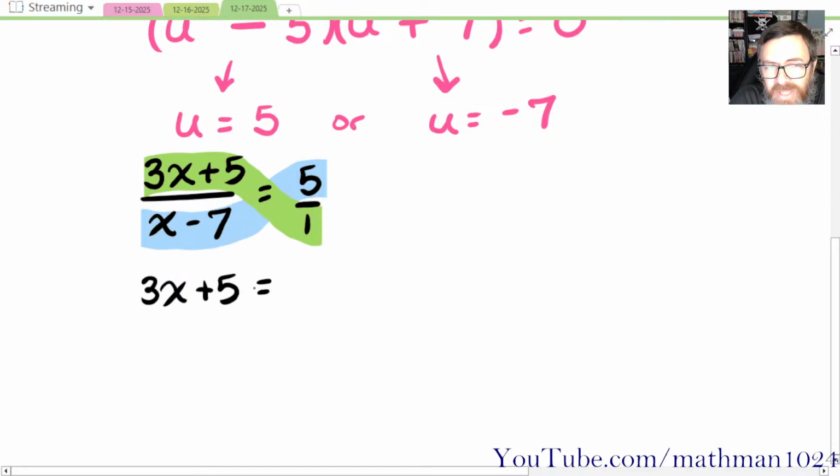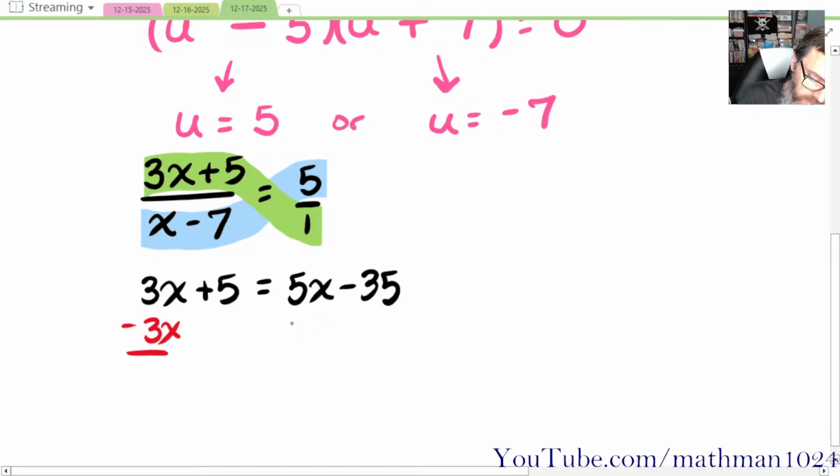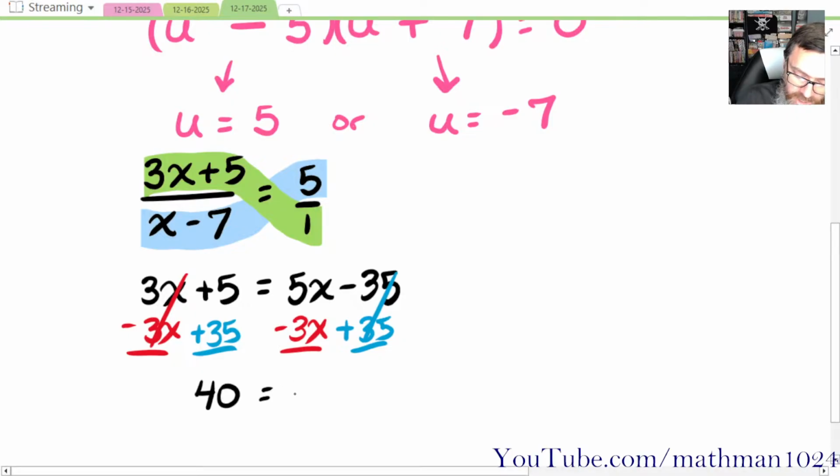When I do 5 times x minus 7, we get 5x minus 35, and we have a linear equation now that we solve. So I'm going to subtract 3x, and then I'm going to add 35 to move the constants to the left. So we have 40 equals 2x, which means x equals 20. So that's one part of this.